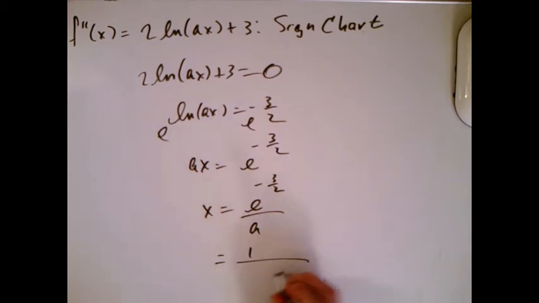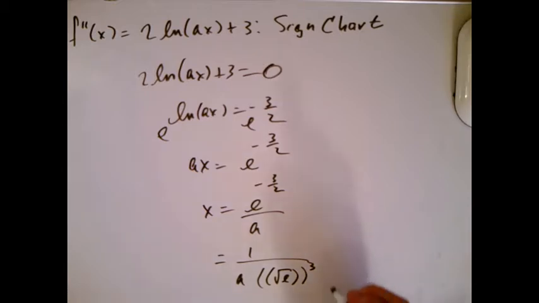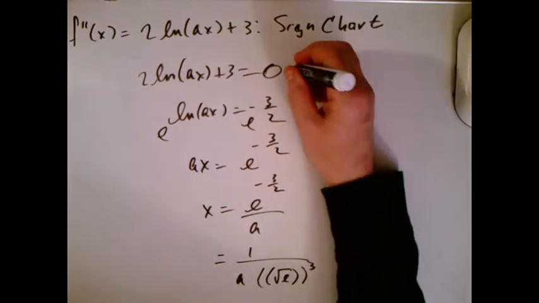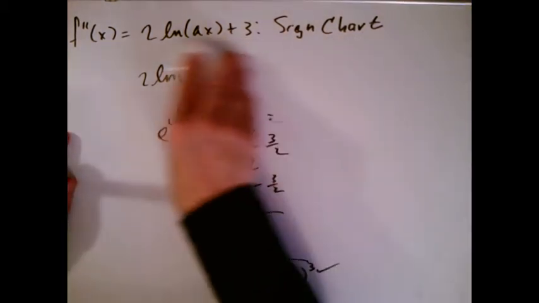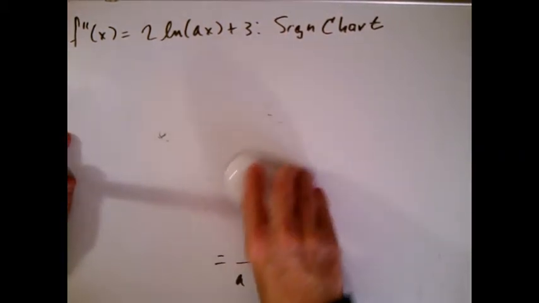And then I'm going to try to write that so it's a lot easier to look at. So this is going to be 1 over, and I'm going to have the square root of e right here, quantity cubed. So the only two numbers that even should go anywhere near my sign chart are 0 and that number. I'm going to go and erase this little stuff. If you want to go back and watch it, you certainly can.